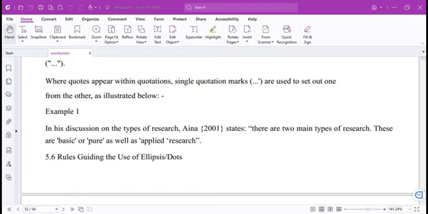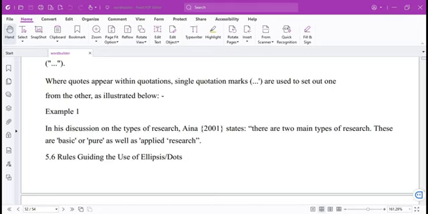Look at this example. In his discussion on the types of research, Aina 2001 states, you can see the main quotation starting with double quotation marks, "There are 2 main types of research. These are, you see, this is inside the main quotation, so it uses single quotation marks, 'the basic' or 'pure.' Basic has single quotations, pure has single quotations, as well as applied research." Now, at the end of the main quotation, you have your double quotation, starting with double and ending with double. Then the ones within it have single quotation marks.